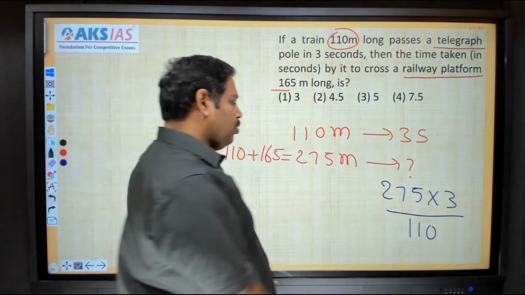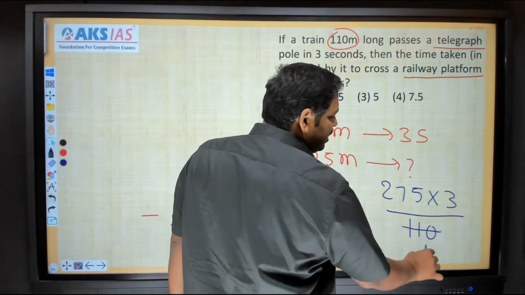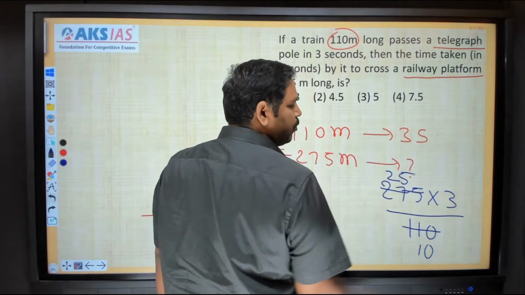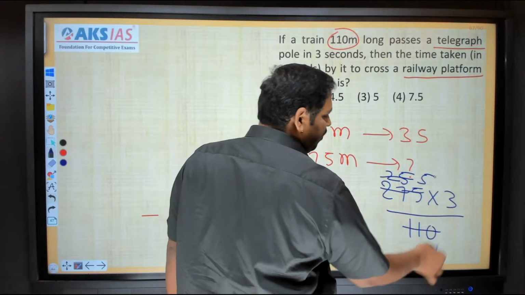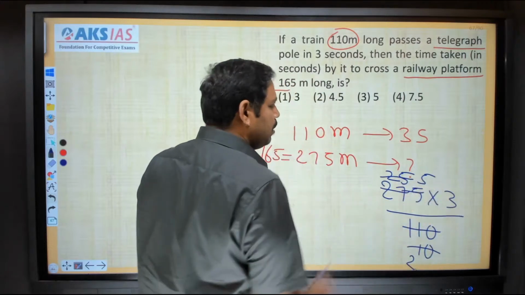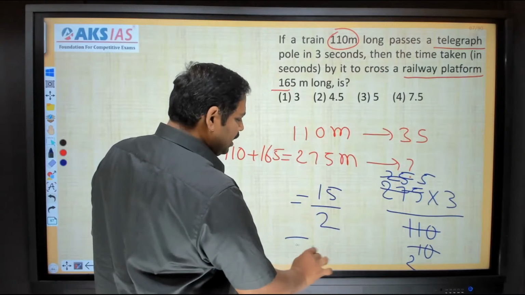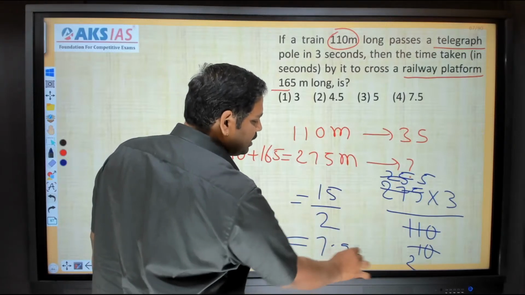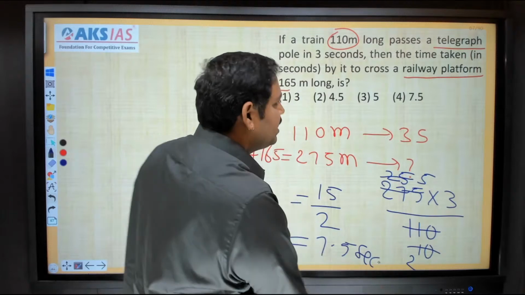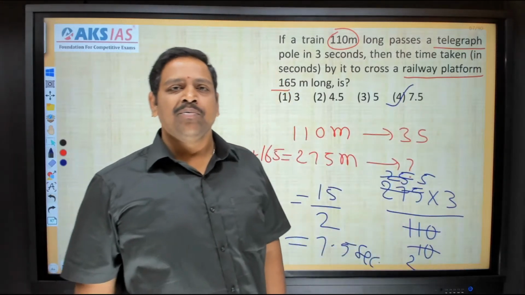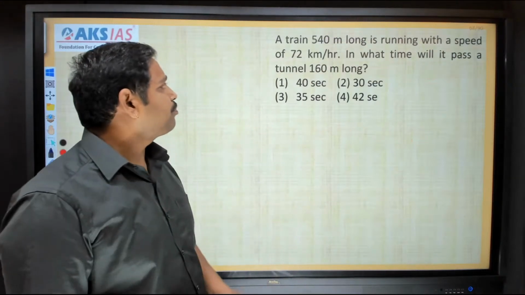11 tens are 110, so 11 twos and 11 fives, 5 fives and 5 twos. So 5 threes are how much? 15 by 2, which is 7.5 seconds. So 7.5 seconds means the fourth option is the answer. Hope you understand. Alright, now let's see the next question.